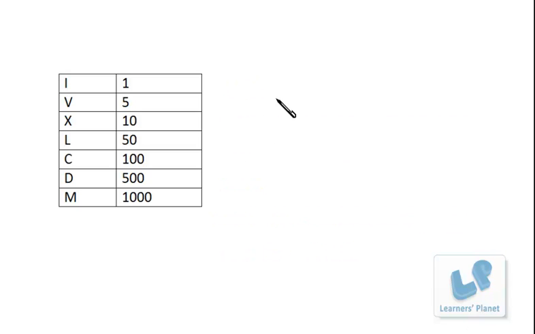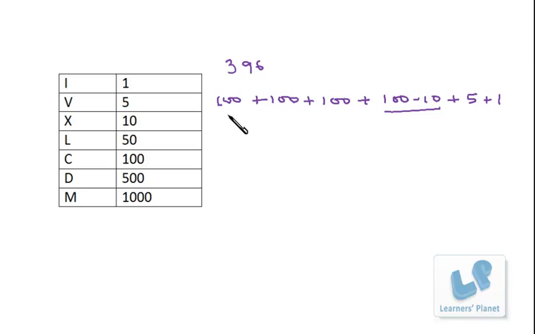Now let's write 396. Further, it's 100 plus 100 plus 100, that is 300. Now how do we write 90? It's 100 minus 10. Just put an underline over here. Plus 5 plus 1, that is 6. Now it's C, C, C. 100 minus 10 will be X, C, then 5 is V and then I.